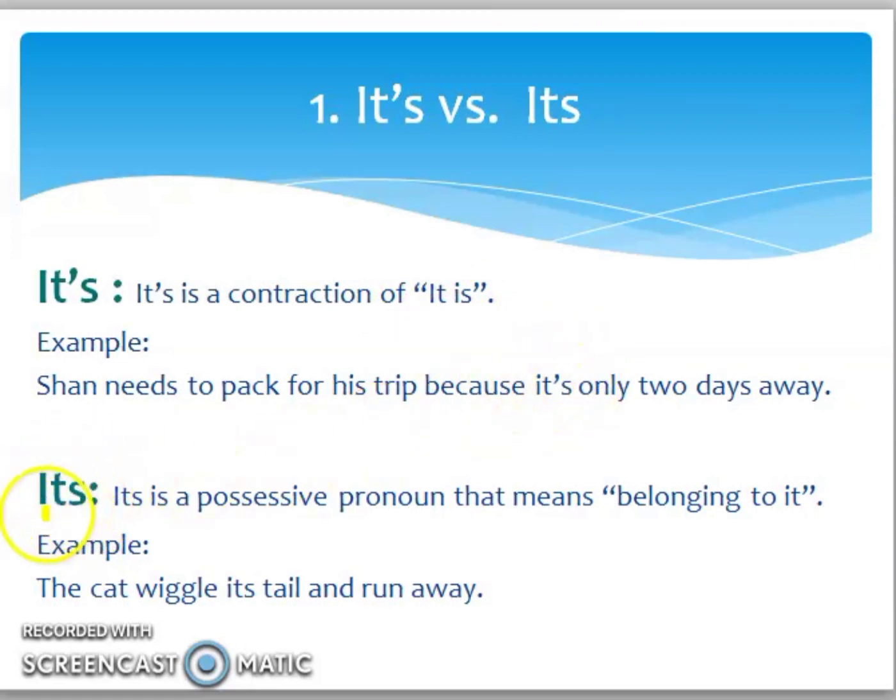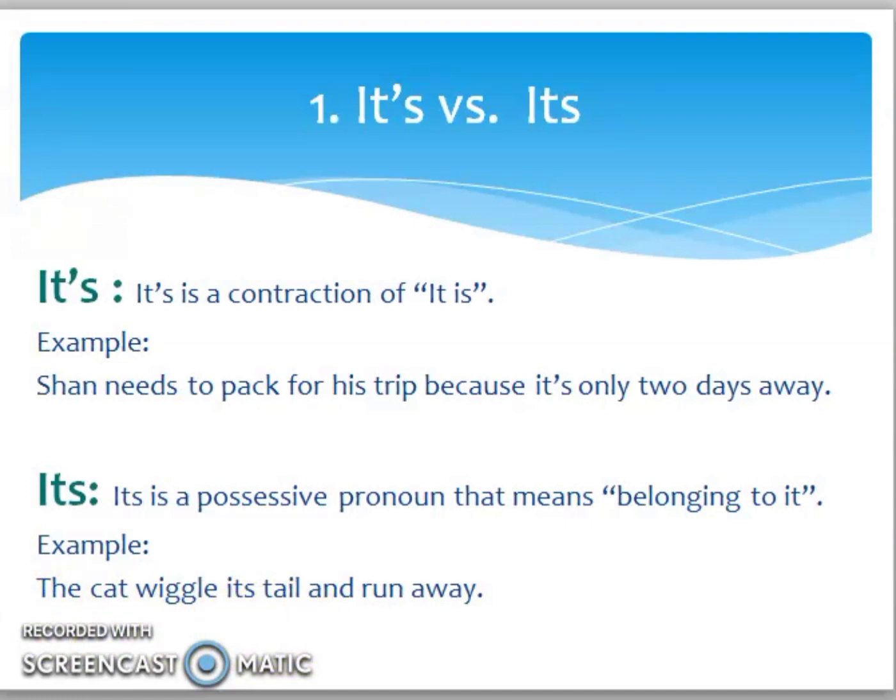Now here we have its without an apostrophe. Whenever it appears without an apostrophe, it is a possessive pronoun that means belonging to it. That shows possession. What is possession? That is belongingness, that something belongs to someone. Example: the cat wiggled its tail and ran away. Now whose tail? The cat's tail. So its here stands for the cat, right?